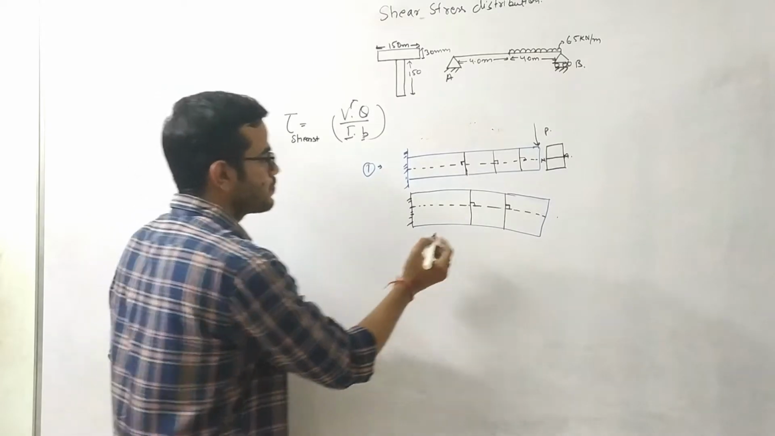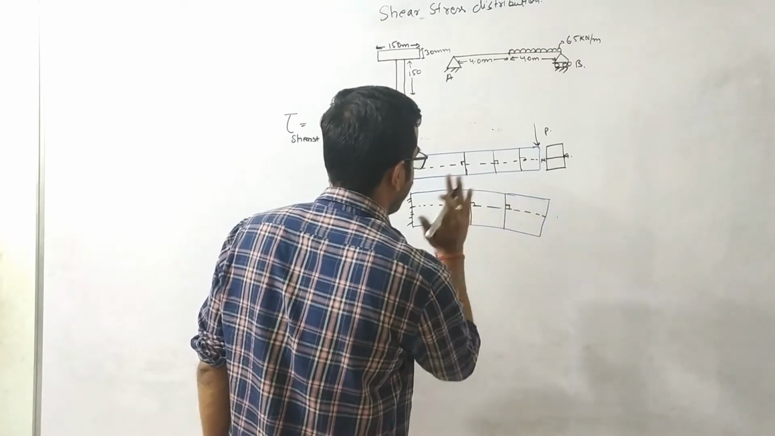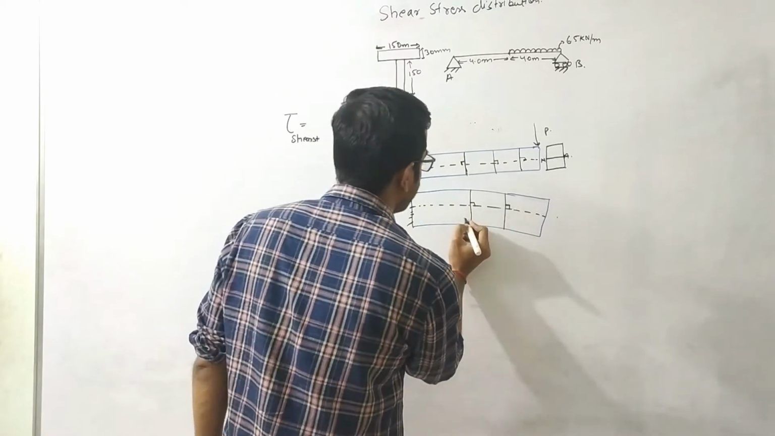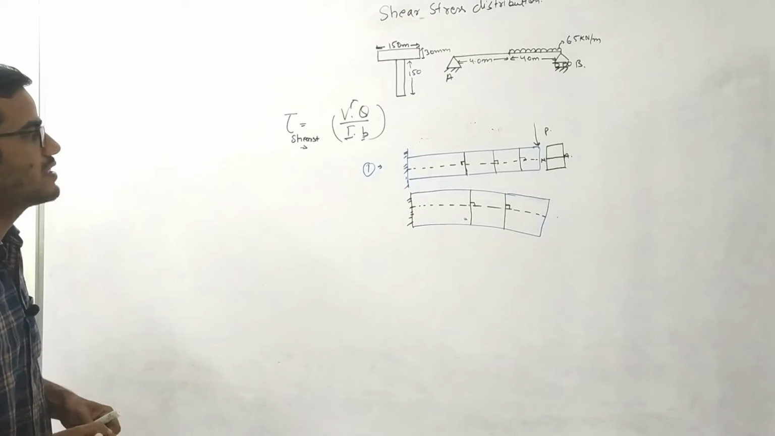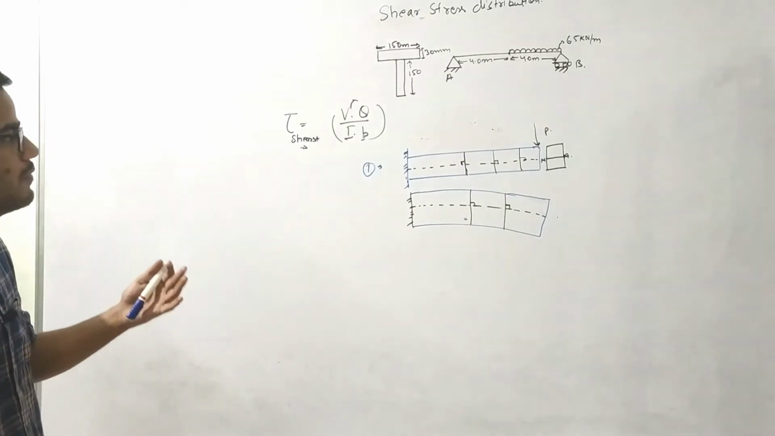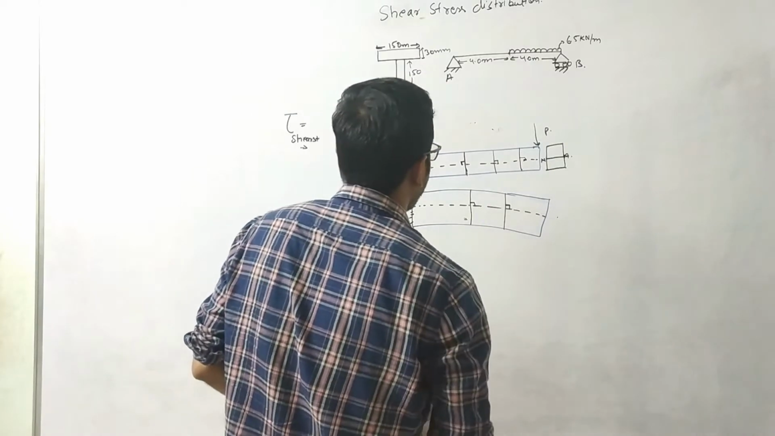The plane section remains plane. This section is plane before bending and after the bending. So this is the assumption which is also followed in this formula: plane section will remain plane, before bending and after the bending.